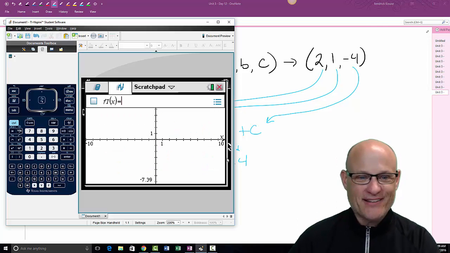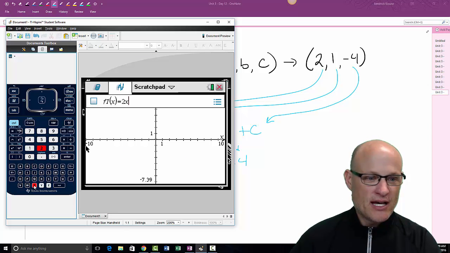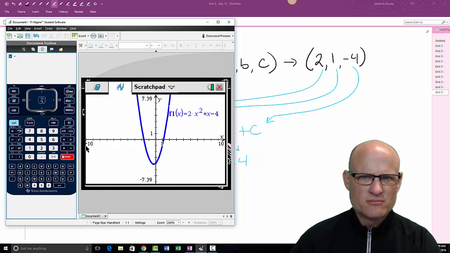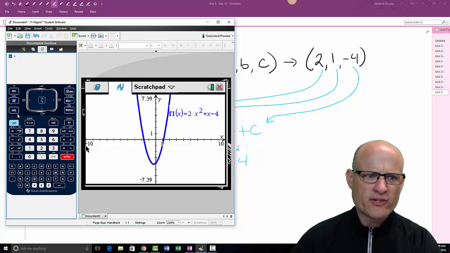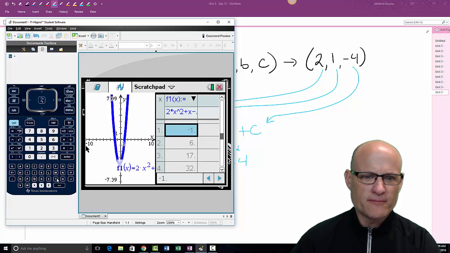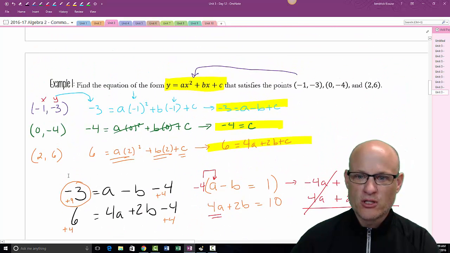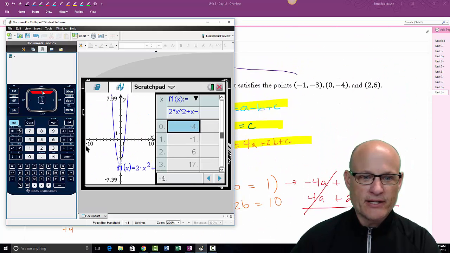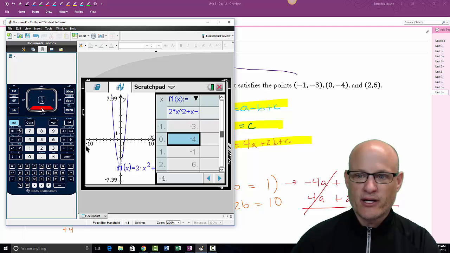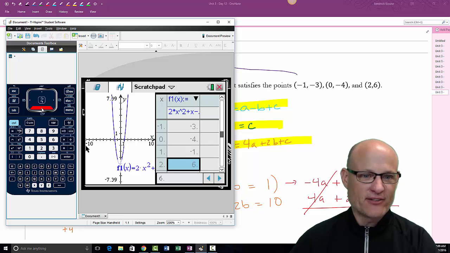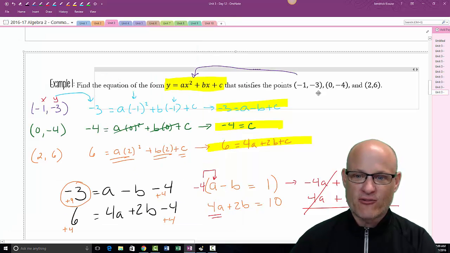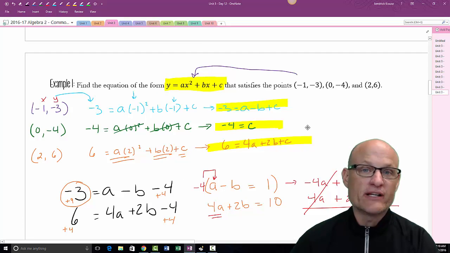Well, the easiest way to check this is just to type that in. 2x squared plus x minus 4. And hit graph. Where am I going to find those points that I was given? Oh, yeah, I can just go to the table, Control T. Now, the 3 points I was given were -1, -3. There it is, -1, -3. 0, -4, there it is. And 2, 6, there it is. So that's actually the fastest way to check your answer. Just graph it, look at the table, and verify that those 3 points are indeed on there.